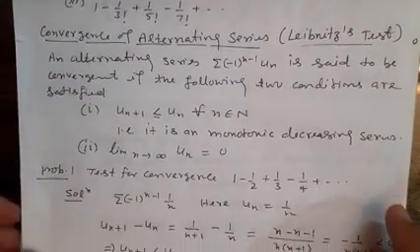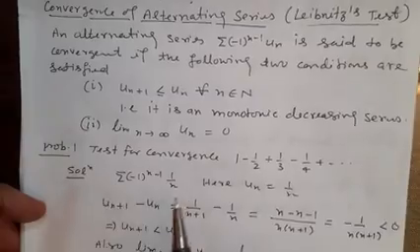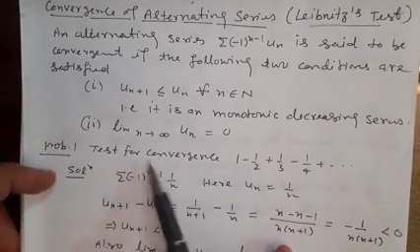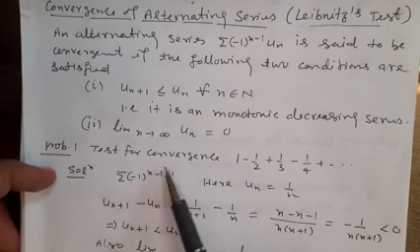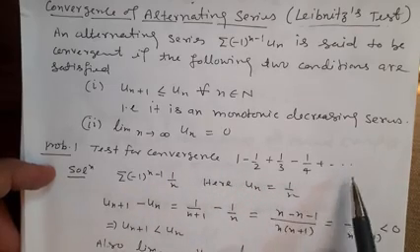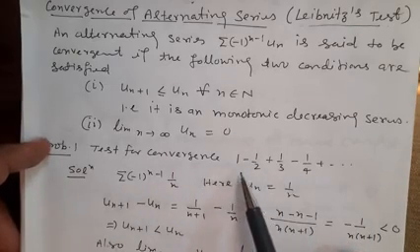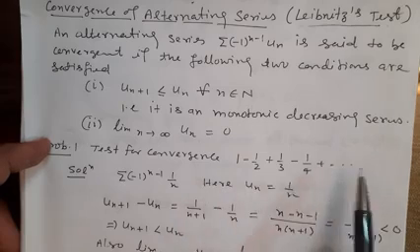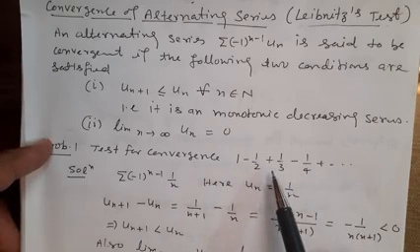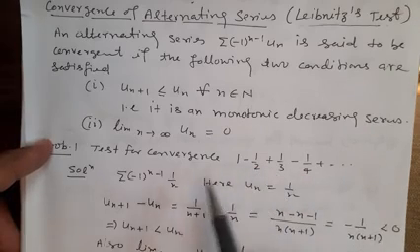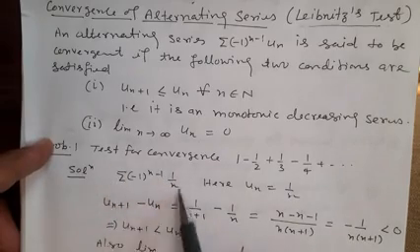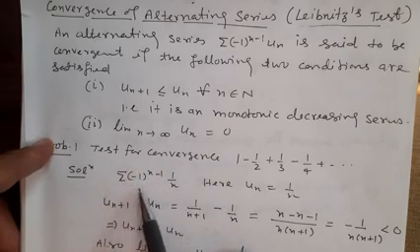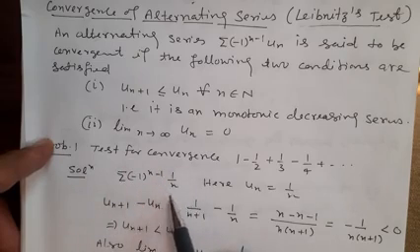Now we discuss it with an example. Now we are taking a simple example. You can see this is an alternating series and you have to find the convergence of this series. So this series can be written in general form like this. So what about un? This whole is not un. Un is only 1 upon n.